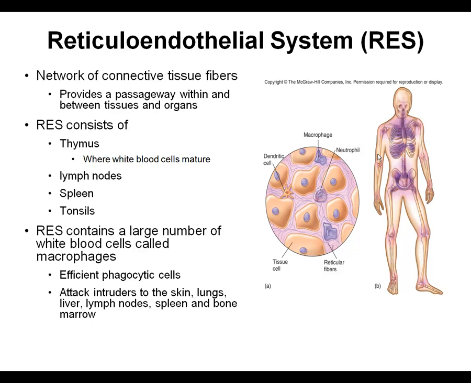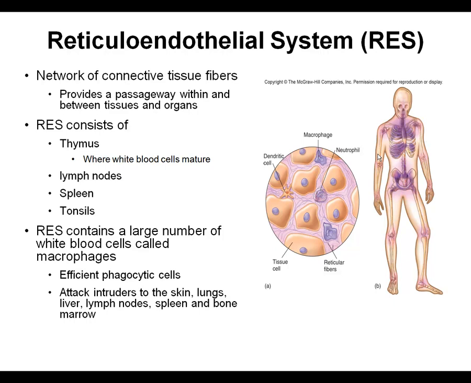As fluids pass through this system, these reticular fibers are going to be embedded with macrophages, neutrophils, dendritic cells, all of these cells that are good at phagocytosis, and they're going to basically keep the fluids that run through that reticuloendothelial system from becoming infected. This system is going to essentially attack things that are going to attack the skin, the lungs, the digestive system, particularly the liver and the kidneys, lymph nodes, as well as the spleen and bone marrow.